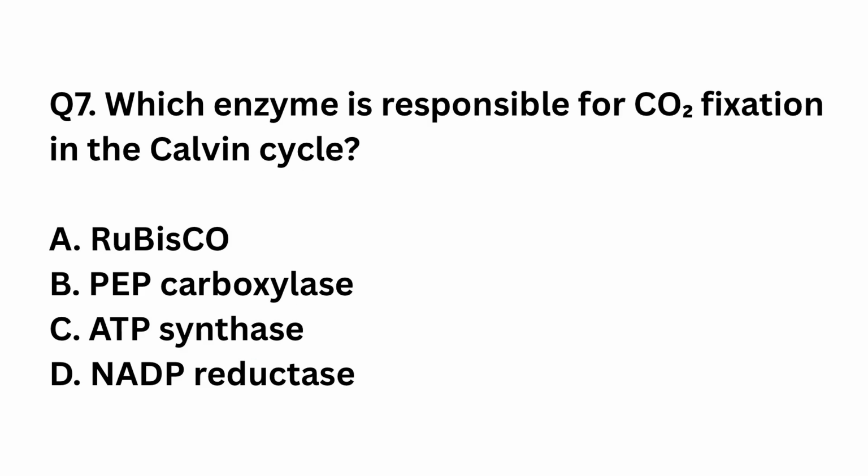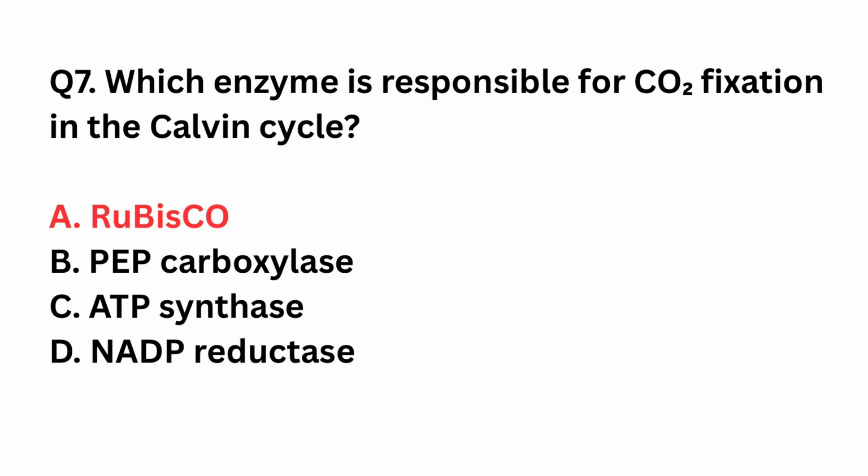Question number 7. Which enzyme is responsible for carbon dioxide fixation in the Calvin cycle? Rubisco, PEP carboxylase, ATP synthase, NADP reductase. The right answer is option A, Rubisco. Ribulose 1,5-bisphosphate carboxylase oxygenase catalyzes the fixation of carbon dioxide with RuBP, that is ribulose 1,5-bisphosphate, in the Calvin cycle. It is the most abundant enzyme on earth but has low specificity.